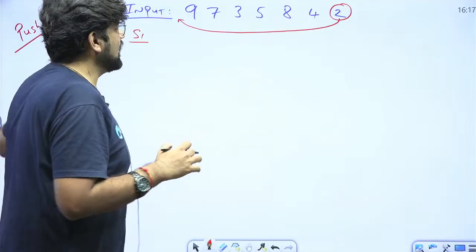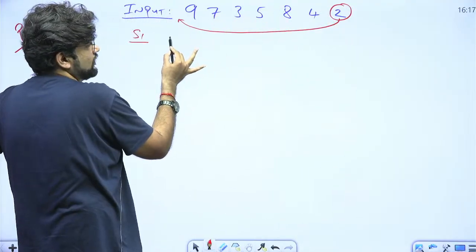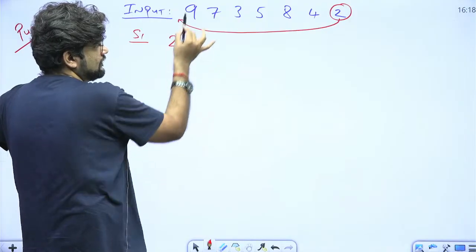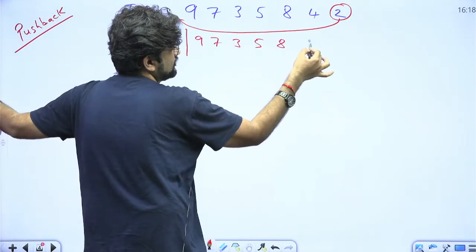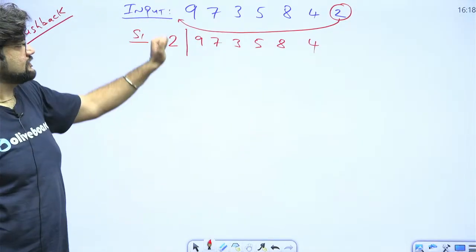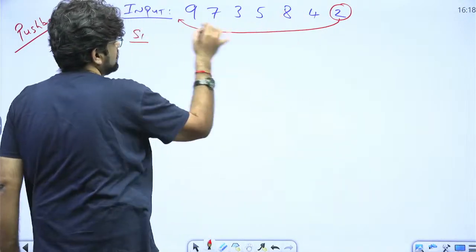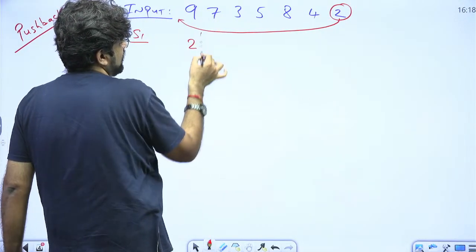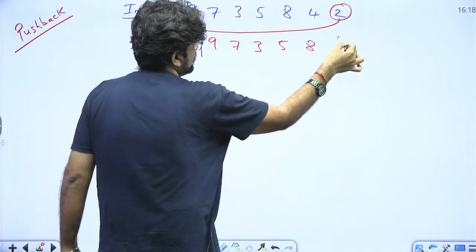What I'll do is, to make it easier, I'll add a line for you so that you understand where the pushback is. So, 2 is coming in front. Now, I have a pushback and the rest of them will follow: 9, 7, 3, 5, 8, 4. Now, a lot of people write it exactly in the same order. So, rather than writing it like this, instead of 9, they'll bring 2 here and the rest of them after the pushback will go back. So, this is 9, 7, 3, 5, 8, 4.